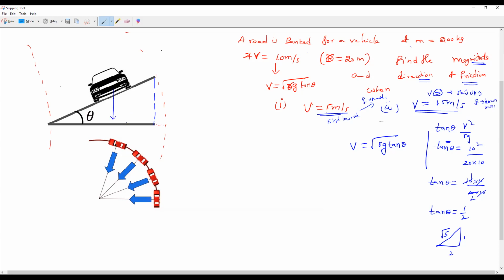The force which is acting in the downward direction, what is that? Yeah, mg. And the force which is acting as the centripetal force, that is what? mv square by r.